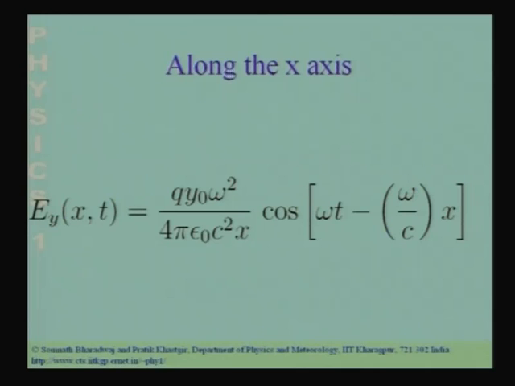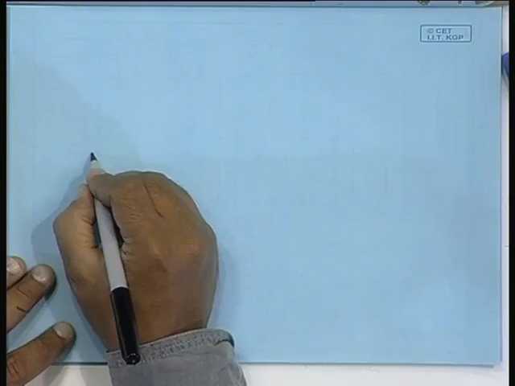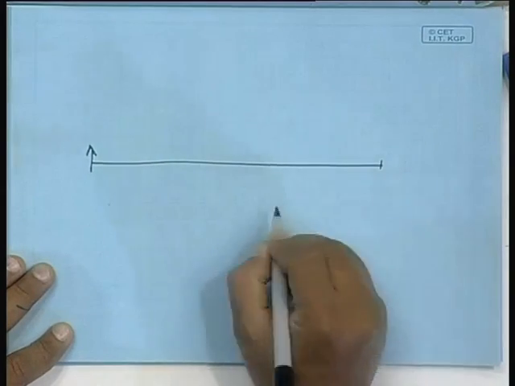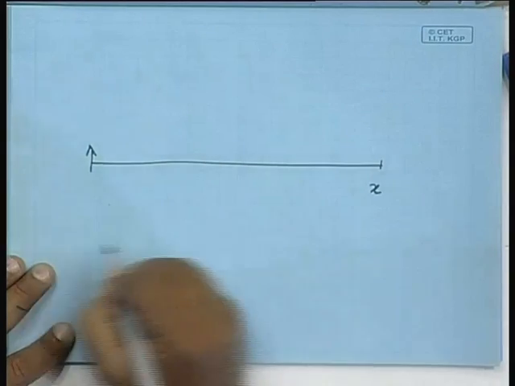Now, we shall consider a situation. Let me now explain to you the situation which we shall consider. We shall be looking at a situation where the dipole is located at a large distance from the point where I wish to calculate the electric field.